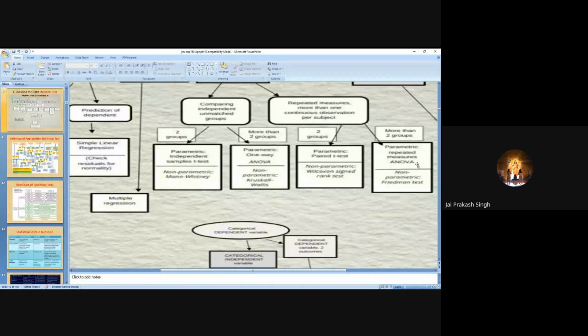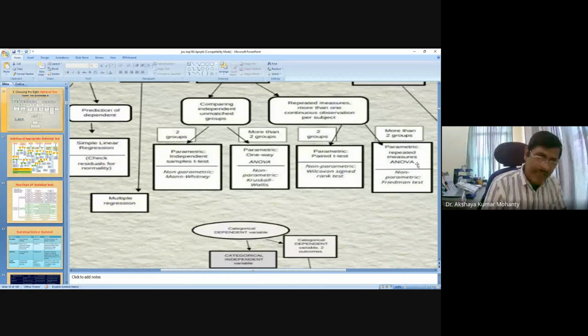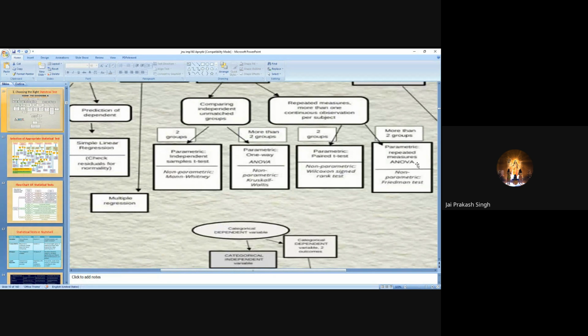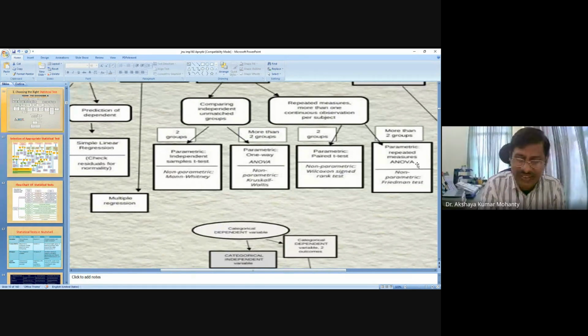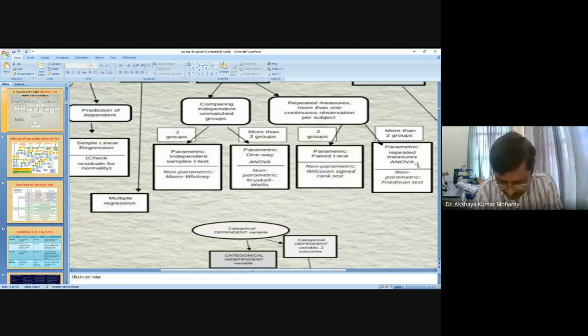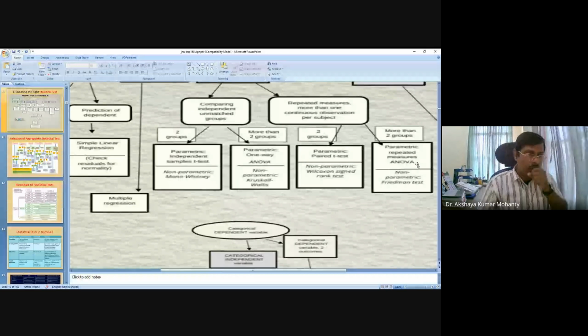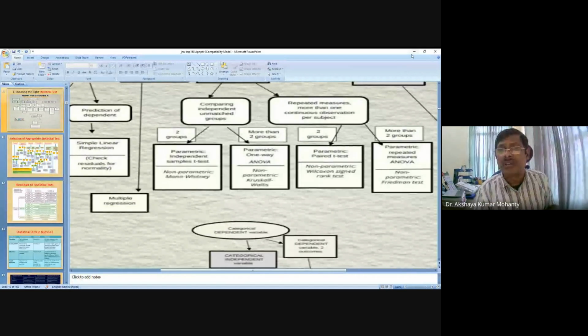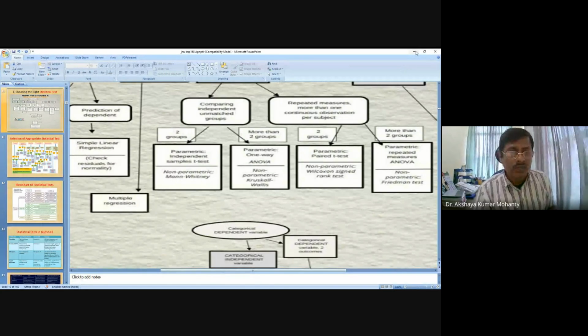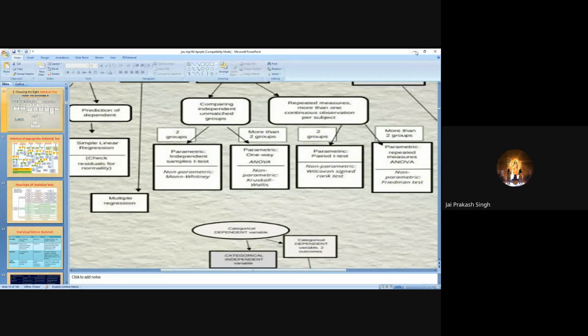OLS, ordinary least squares. Okay. Ordinary least squares has five to seven conditions. Please write the first condition. Should I type it, sir? You can speak or you can type, as you wish.